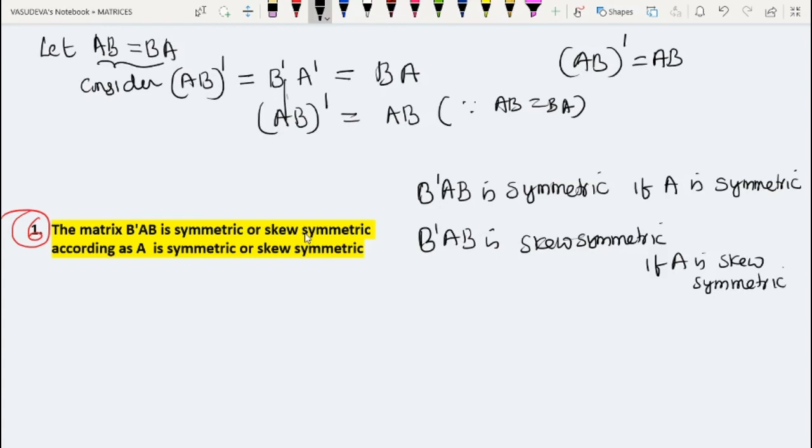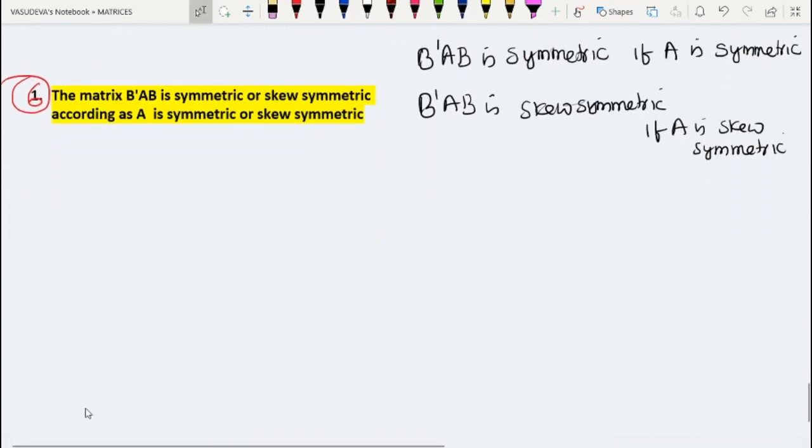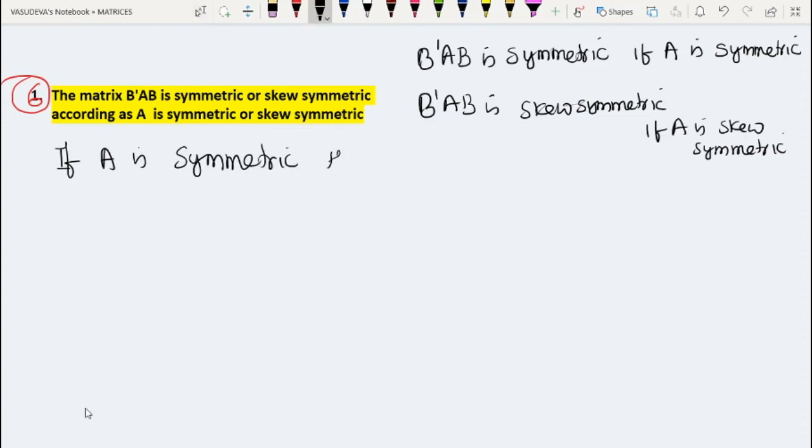We have to show this. Now let us take two cases here. So if A is symmetric, so what is the definition? Then A' equal to A. Now to show that B'AB is symmetric, consider (B'AB)'.